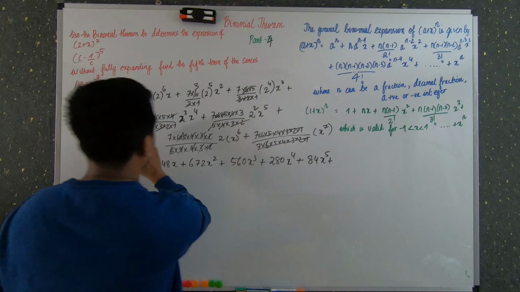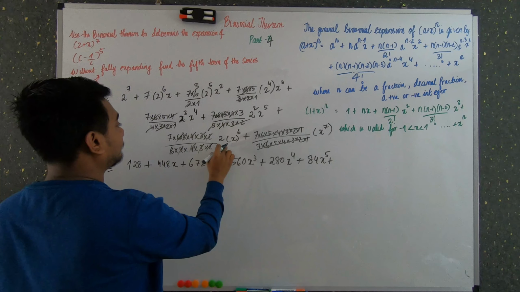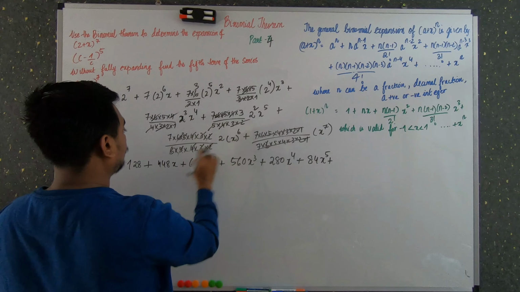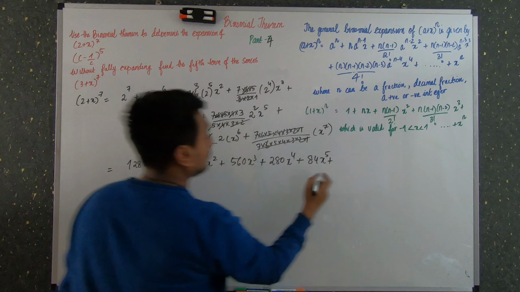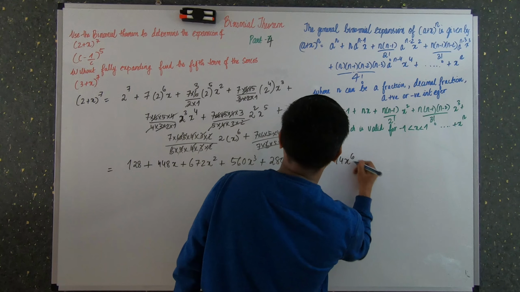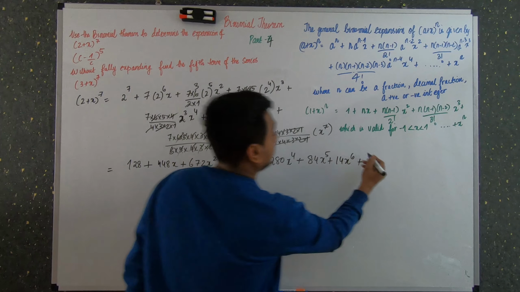What is the next term? 2 into, okay, 7 and this is only left. So 14 x raised to 6 plus x raised to 7.